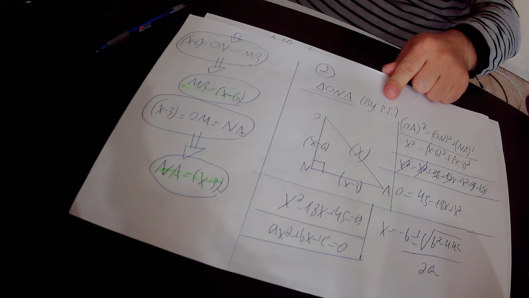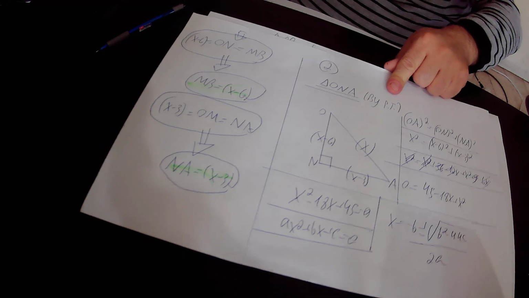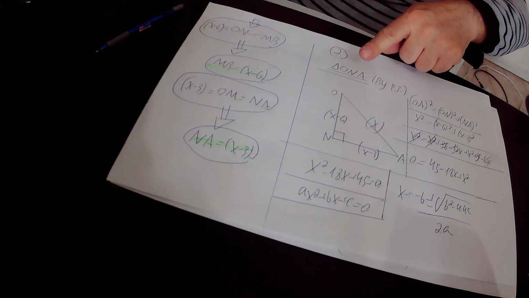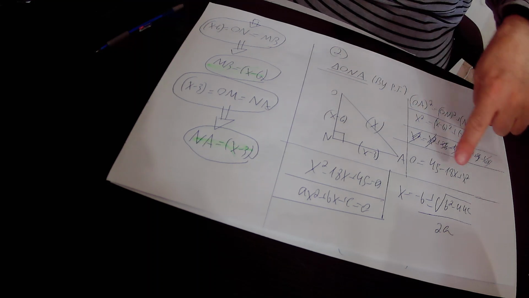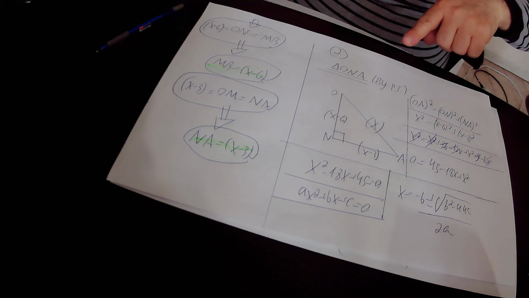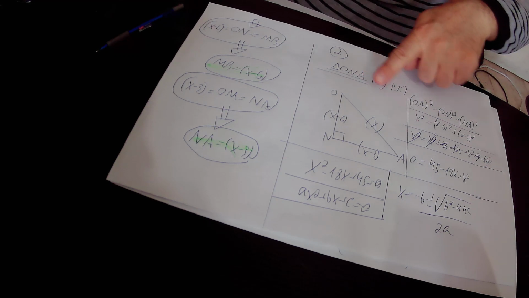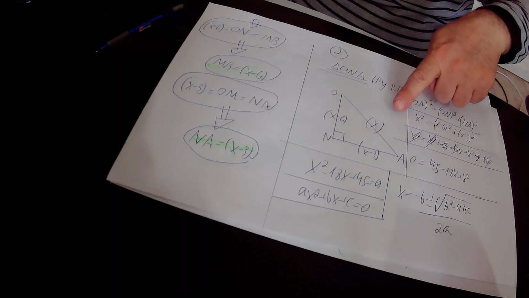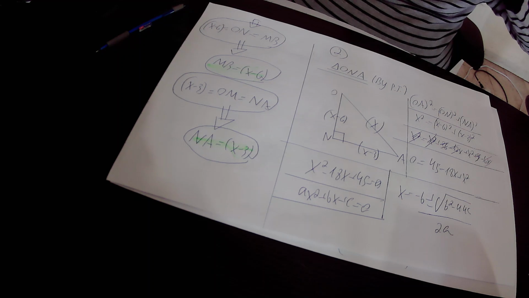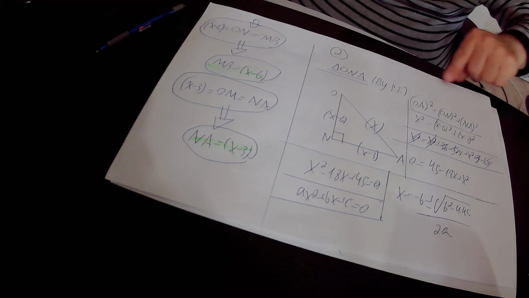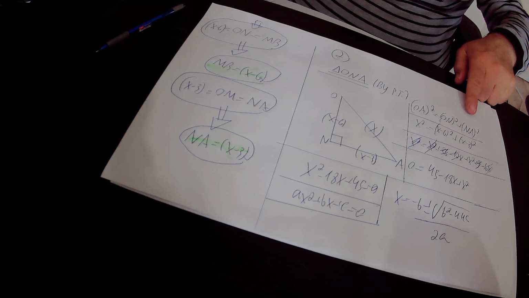According to the Pythagoras theorem, in any right triangle, the square of the hypotenuse equals the sum of the squares of the perpendicular sides. So in the right triangle ONA, it means that OA square equals ON square plus NA square. Again, in the right triangle ONA, OA square equals ON square plus AN square.